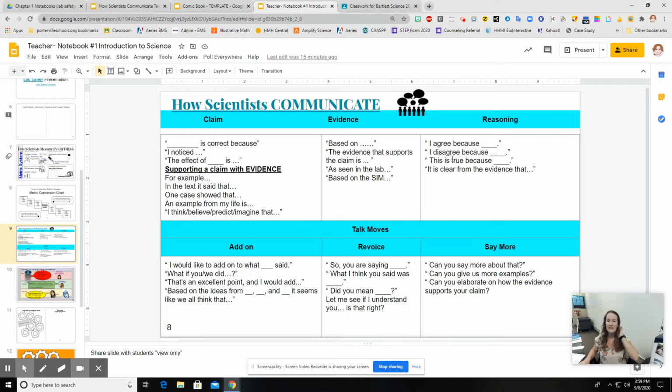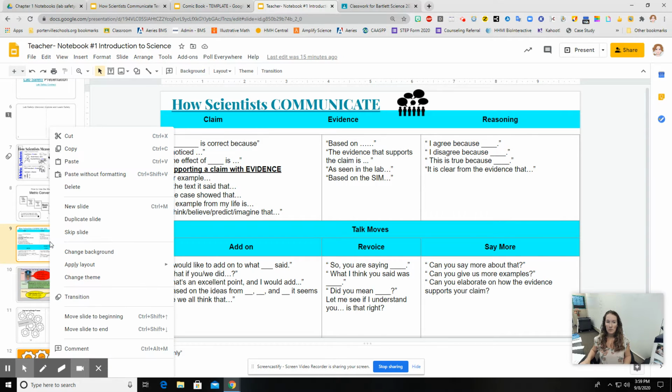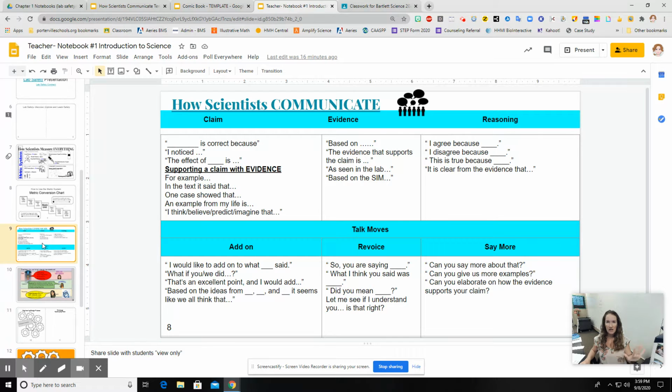So you're going to take slide 8 that I've given you and simply copy the slide. So right click, copy, or if you click on the slide all the way to the left and you do your Control V, you're going to insert that slide completely into your notebook so that when I look at your completed notebook, it looks just like this.